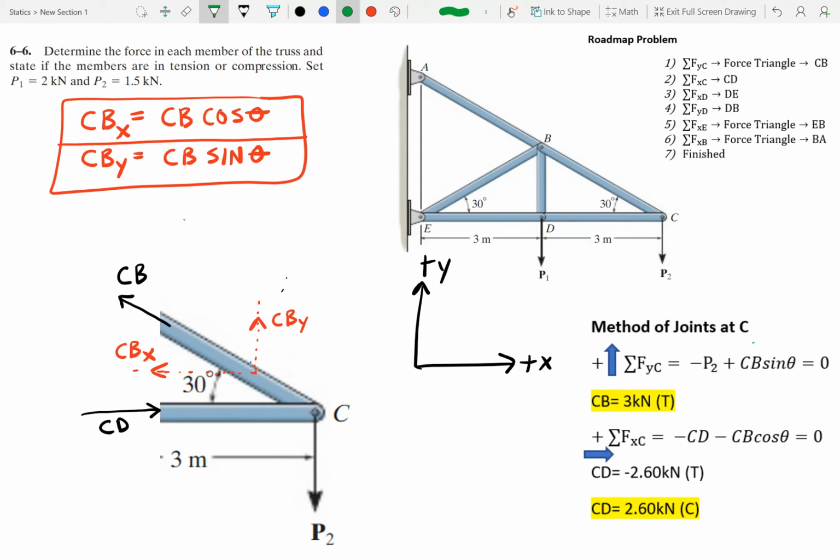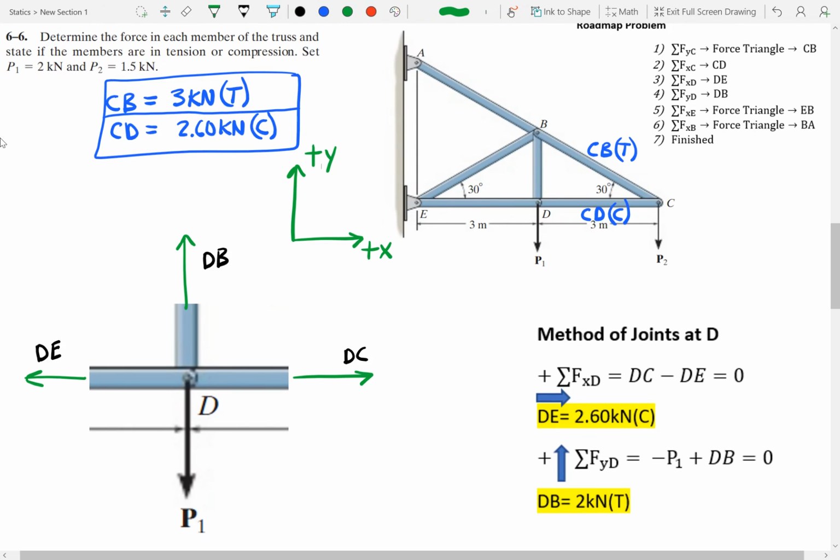And remember, if you look at your joint here and your vector is going out this direction, this would be tension. Okay? But if you look at this point and you go inward, like this would be compression. Okay, so you can see that CB here is in tension, and CD is in compression. So we have this. And we've also solved for CB, which is this guy.